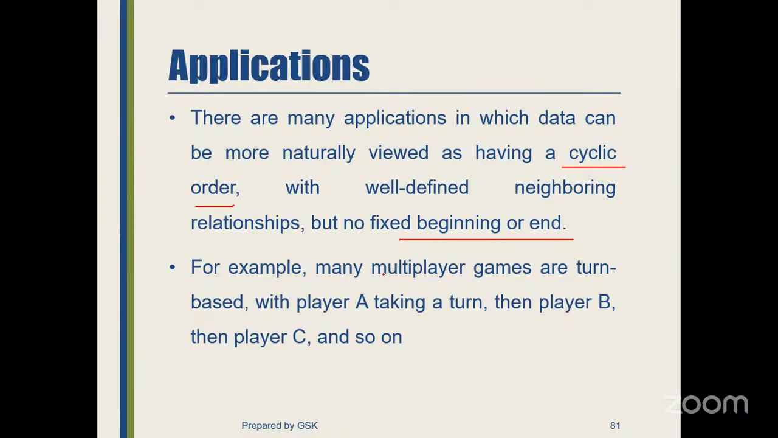For example, many multiplayer games are turn-based, with player A taking a turn, then player B, then player C, and so on. Like that, the turn will come from one player to another player in a circular manner. A to B, B to C, C to A, and so on. To implement such things, we use a doubly linked list with the circular property, a circular doubly linked list.